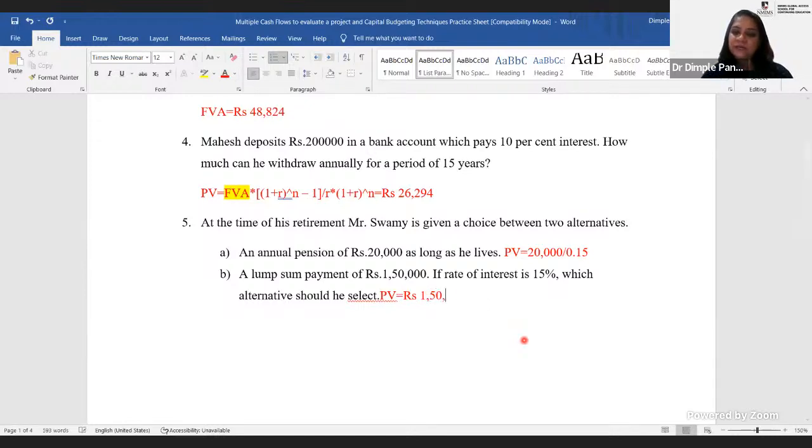Can we keep the concept very clear that I would prefer the one where I'm going to get a higher present value? Would you say that you would prefer the one where you're getting a higher present value? You'll prefer the one where you're getting the higher present value. Would you prefer that? Yes.